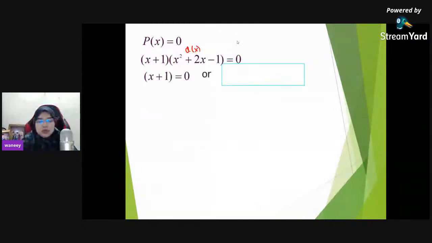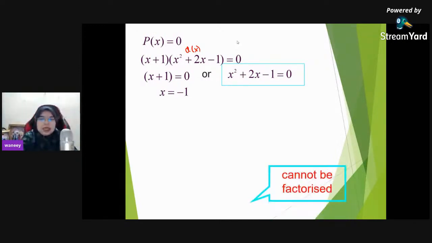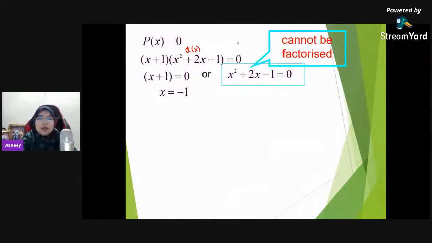Okay, so since we want to find out what the roots are, the first one, x plus 1 equal to 0, means that x must be equal to -1. Another one is x squared plus 2x minus 1 equal to 0. So check first, can we factorize them using the cross method? If you cannot factorize them, that means we have to use the formula. If we can factorize, we factorize completely as usual. If we cannot factorize them completely, therefore we have to use the formula.